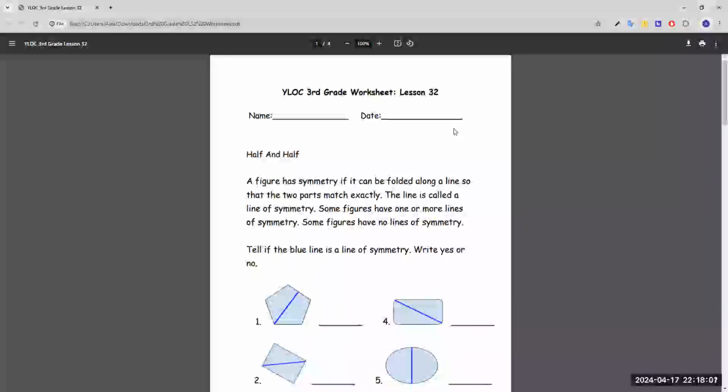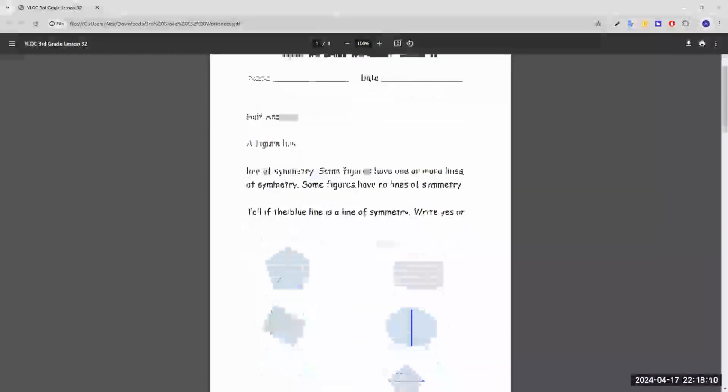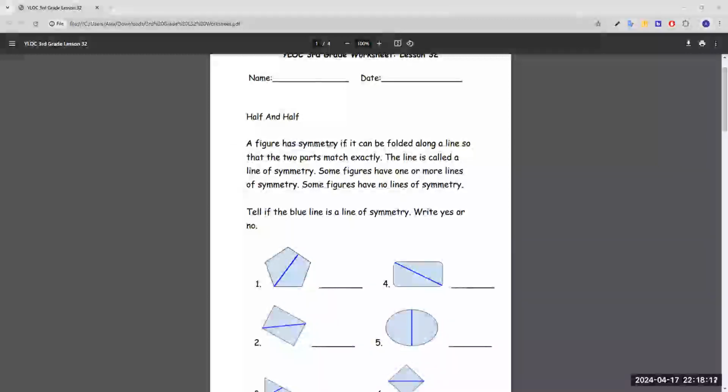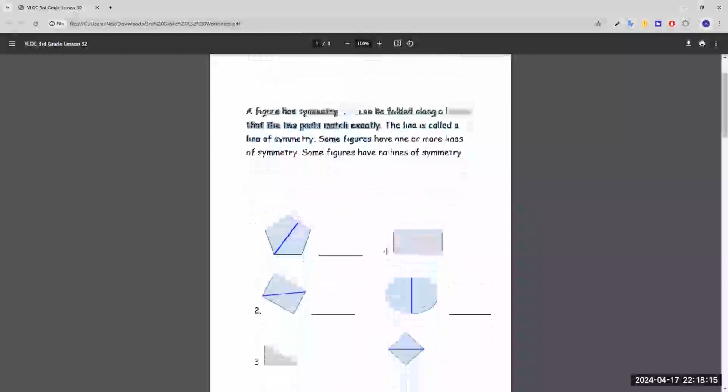Today we're going to be doing third grade worksheet lesson 32. So this paragraph here describes line of symmetry, and it says a figure has symmetry if it can be folded along a line so that the two parts match exactly.